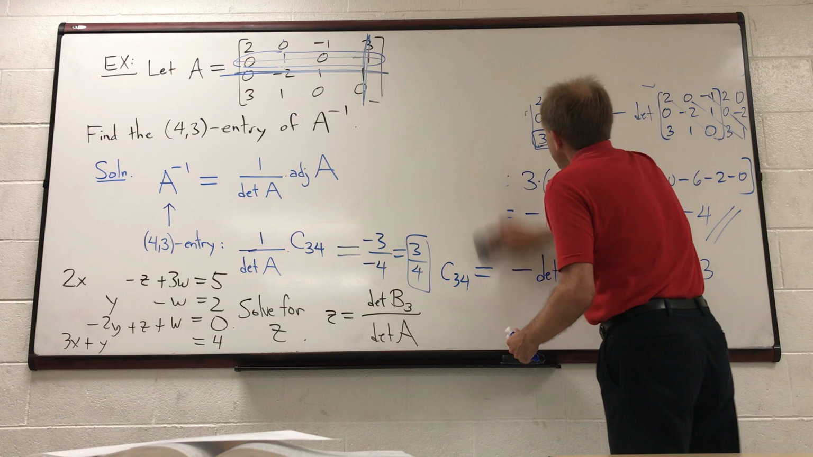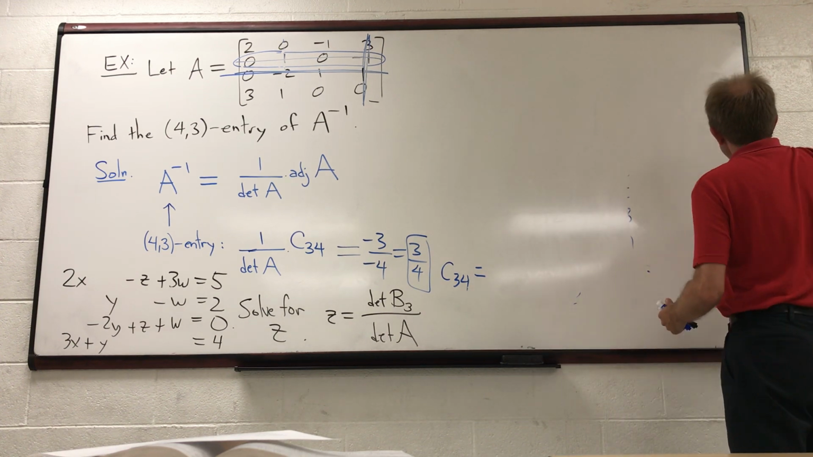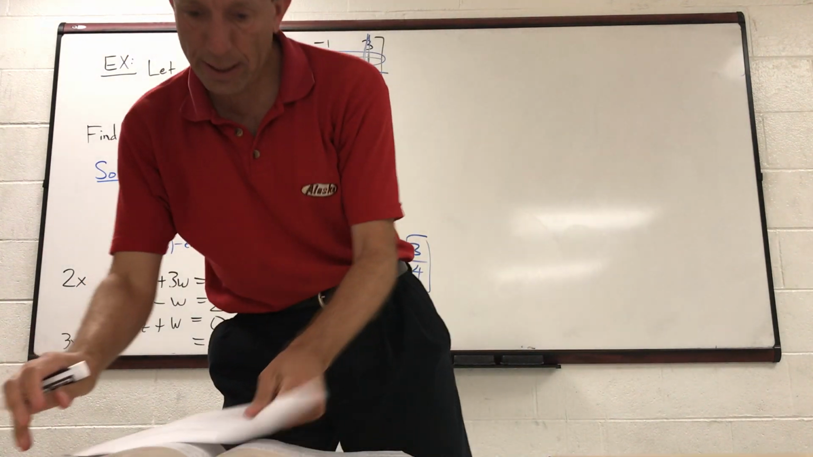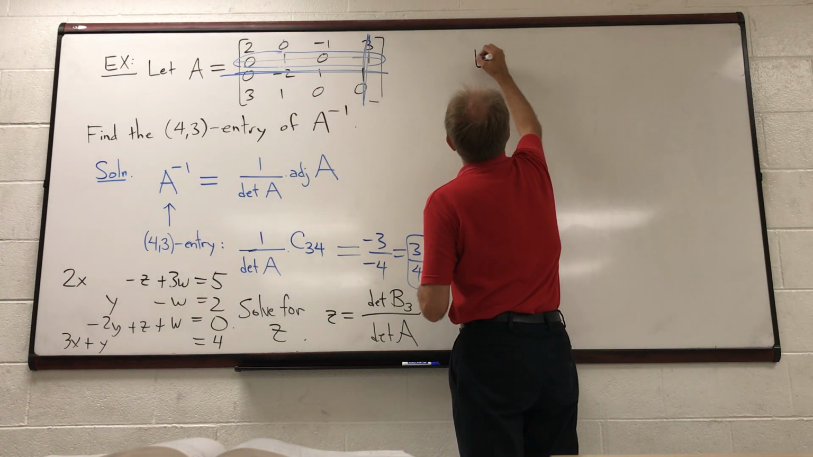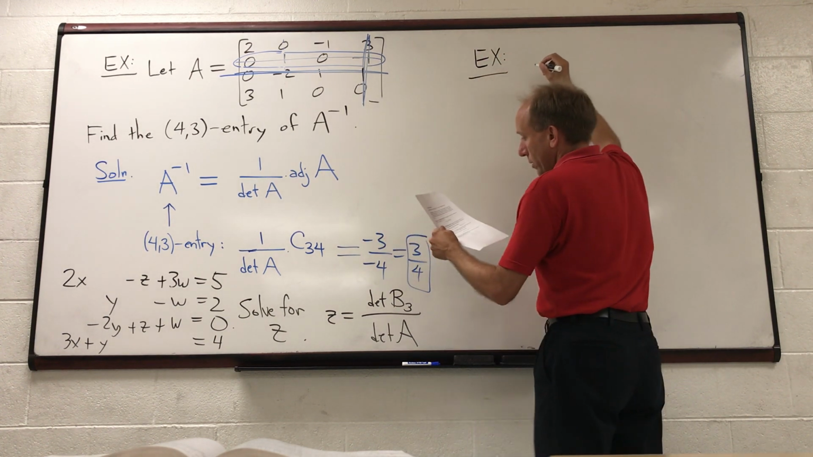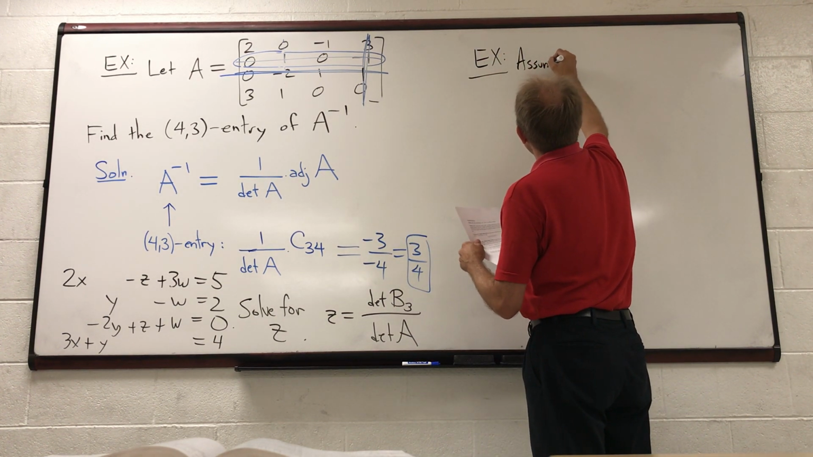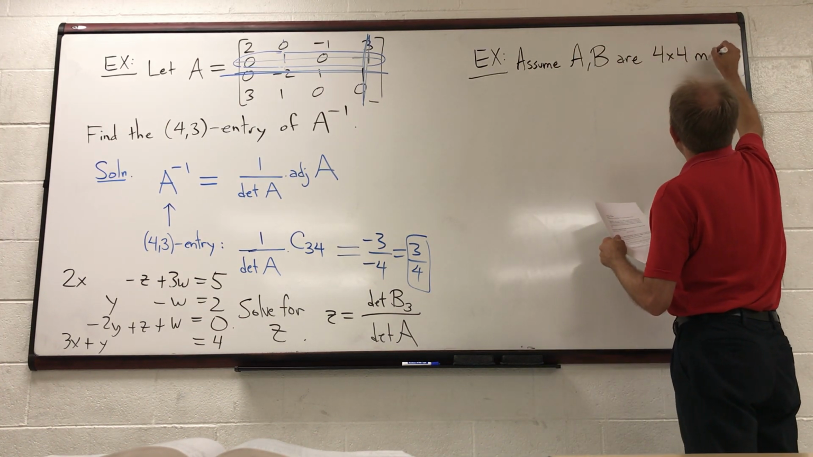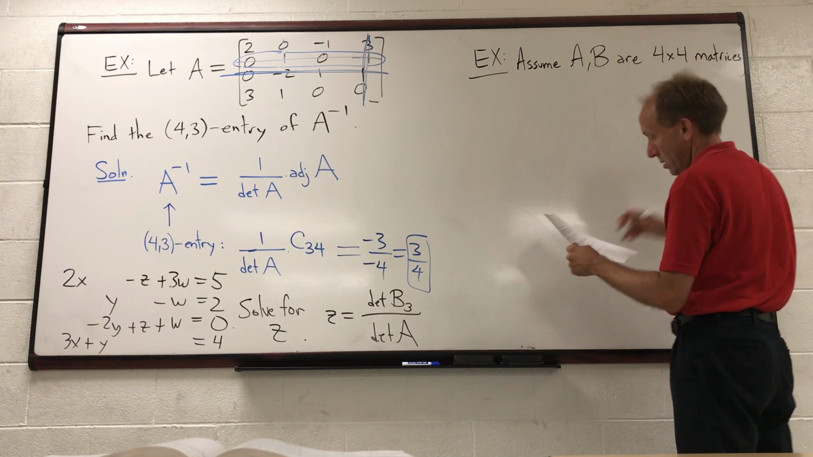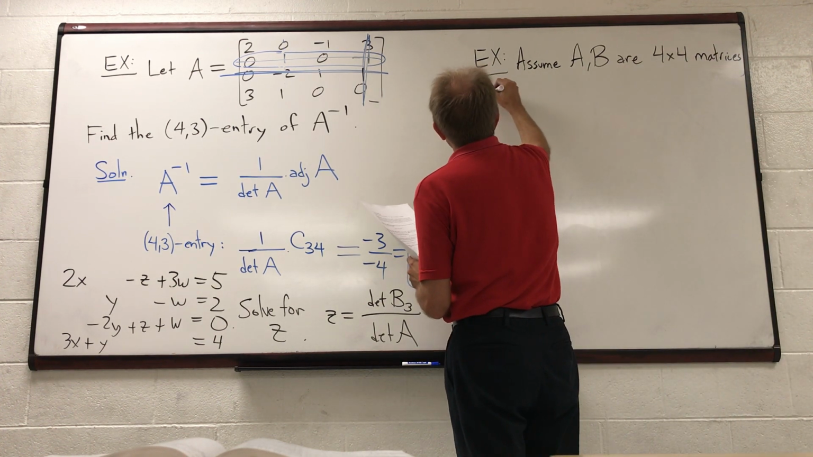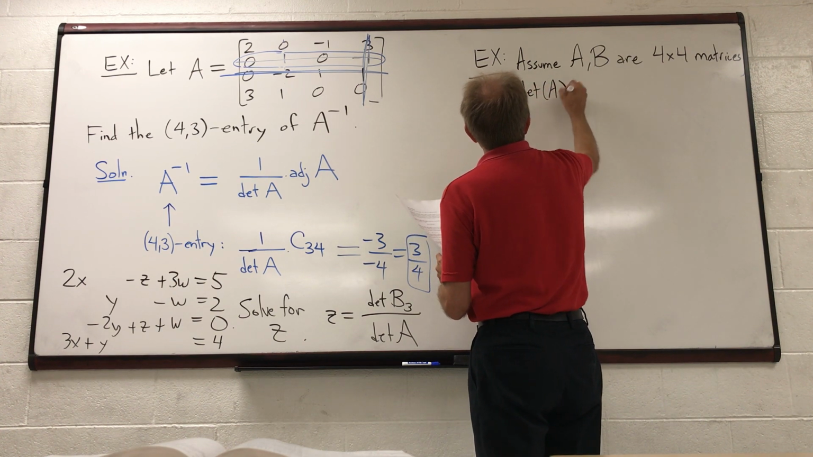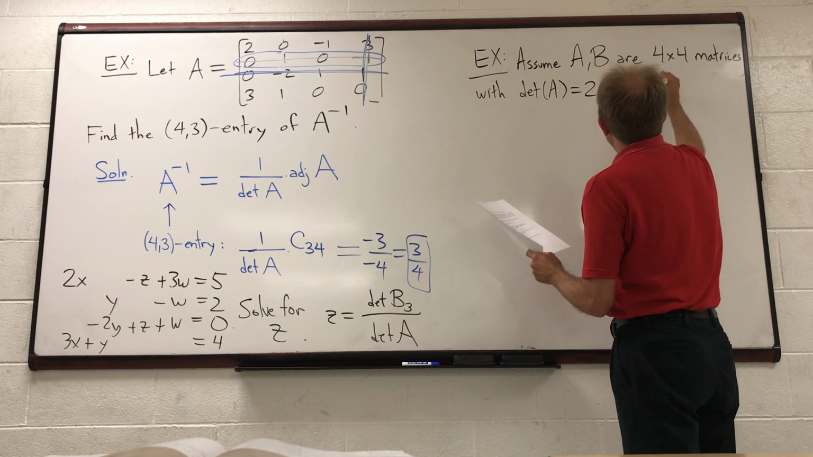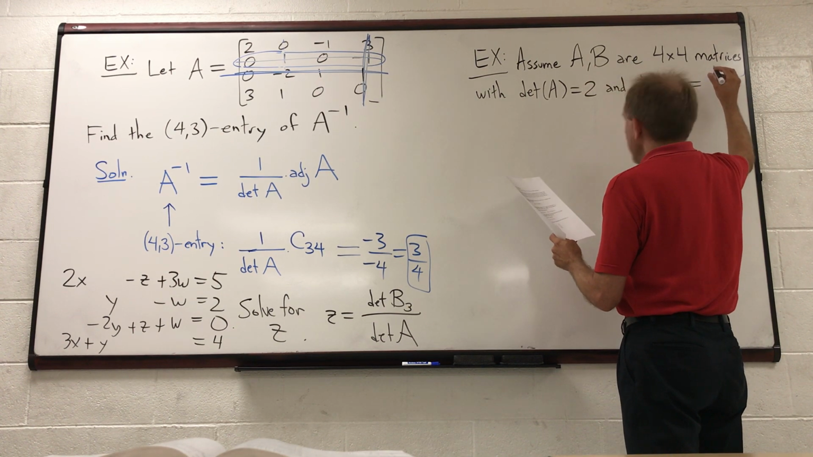Okay, I'm going to give you guys another couple of problems here about determinants, as long as we're practicing. So let's do another example. Let's assume that A and B are 4 by 4 matrices with the determinant of A equal to 2 and the determinant of B equal to 3.